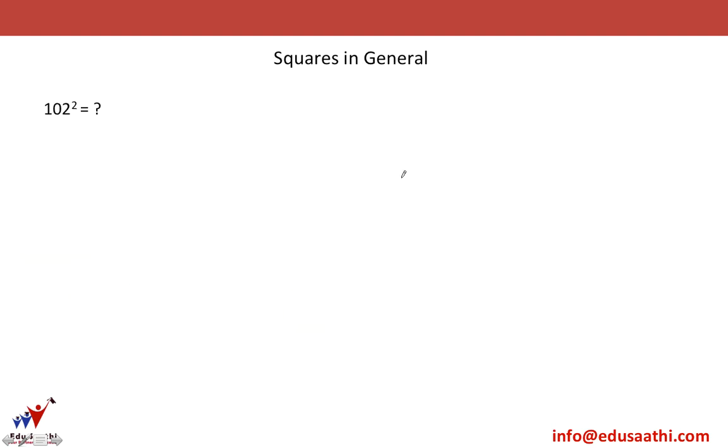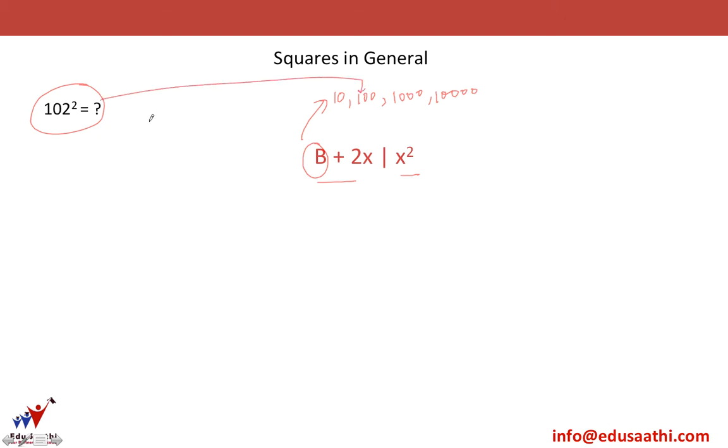Now we'll discuss squares in general. Let's say you have to find 102 square. We have a general formula which says base plus 2x, then this slash and x square. Now this base can only be either 10 or 100 or 1000 or 10,000, basically powers of 10. So here 102 is nearest to 100. So what is the base here? The base here is 100. What is x?